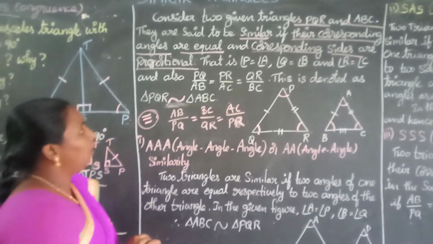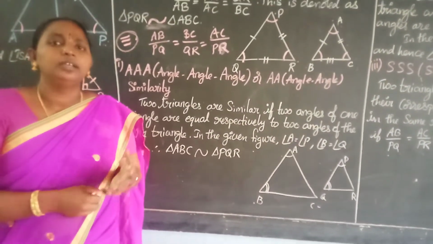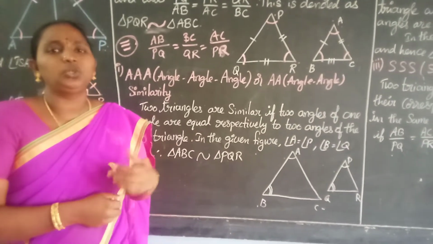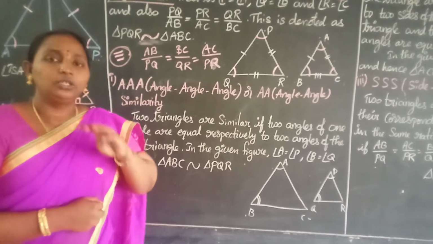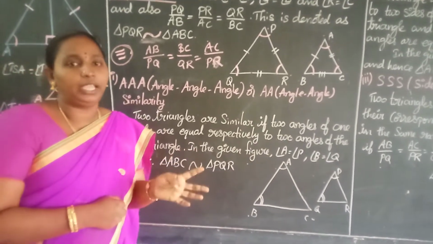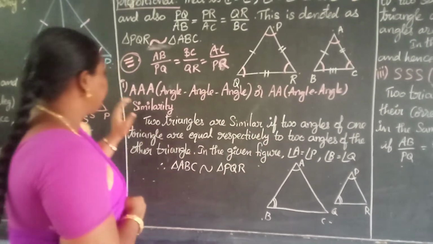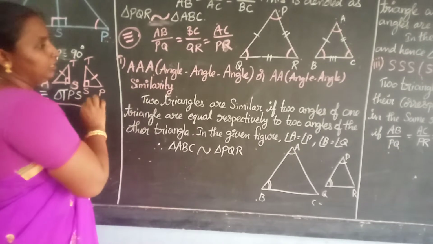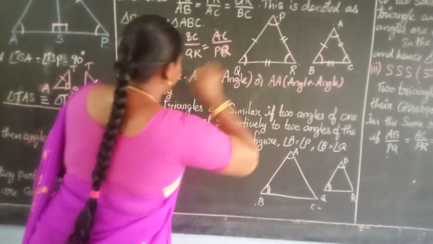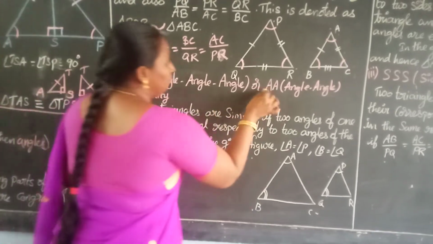Okay. Next, what are the ways we can find whether the given two triangles are similar or not? Here we have four ways. Using these four ways we can find whether the given two triangles are similar or not. So the first one is angle, angle, angle, that is AAA similarity, or angle, angle similarity. Why did they give it like this? Angle, angle, angle, or two angles.